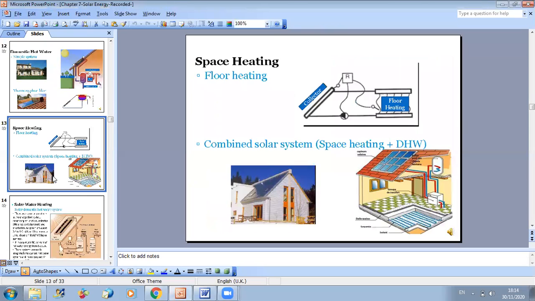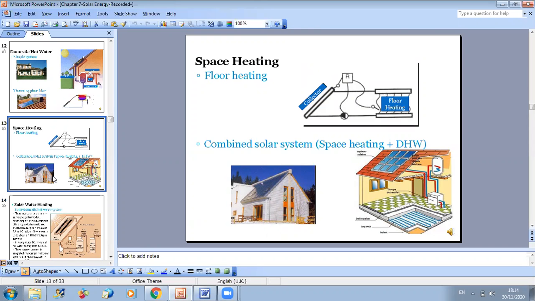Now, a very important application also in domestic hot water is the floor heating. So you can heat your floor, you can heat your walls also. You can heat your building envelope to ensure a temperature inside your space that is comfortable. Okay, and floor heating is widely used and is very efficient.